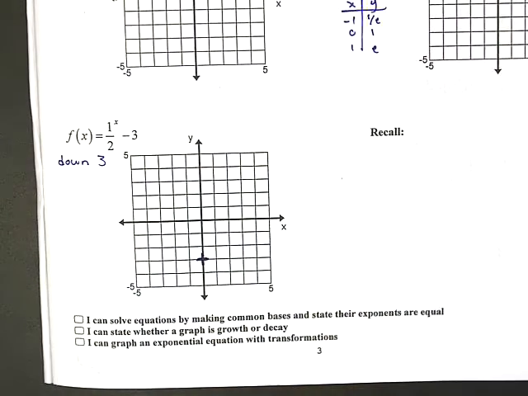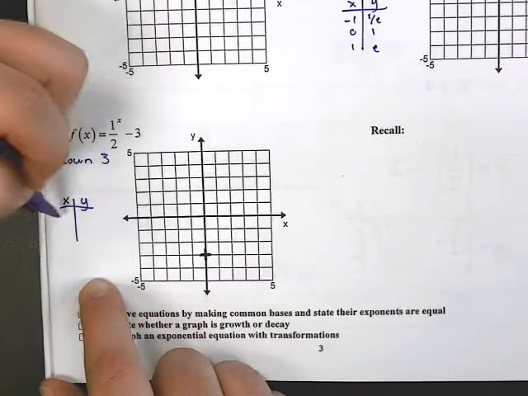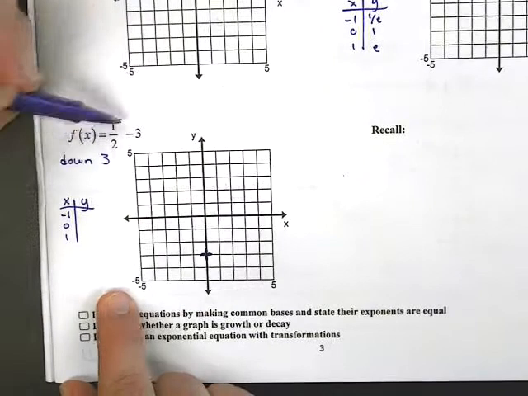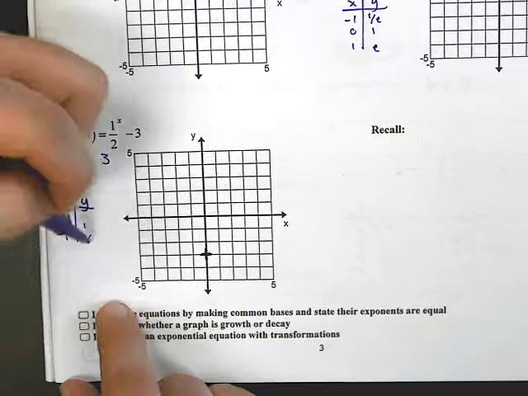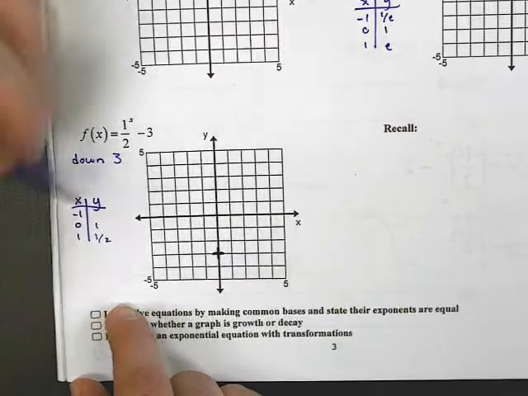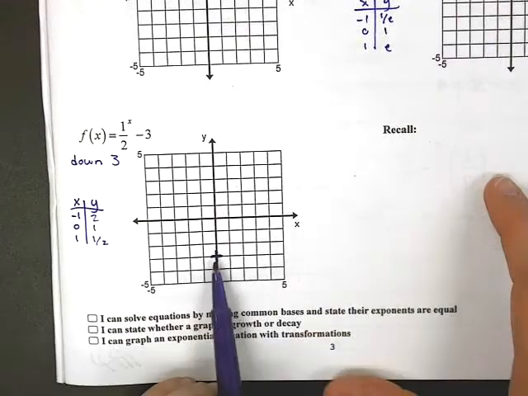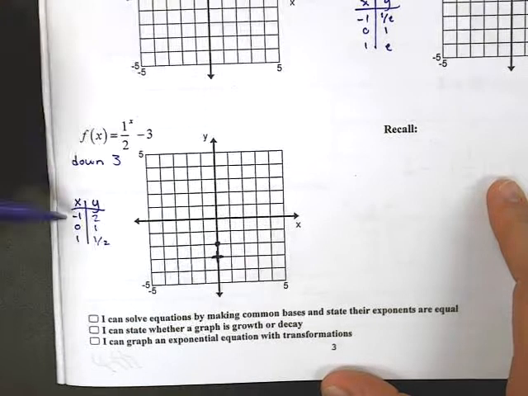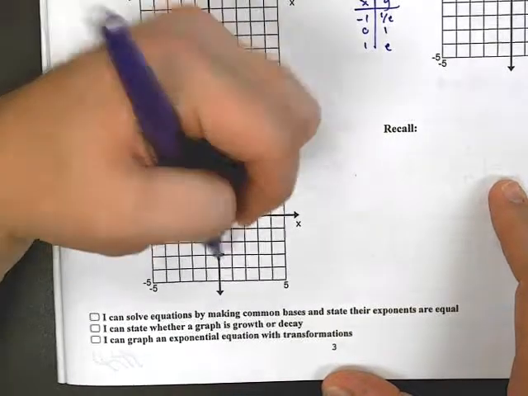If you think about that, then you're more than okay to just make your xy table. And let's see, 1/2 to the 0th is 1. 1/2 to the first is 1/2. 1/2 to the negative first is 2. So now I know that from this new origin I can plot 0, 1, -1, 2, and 1, 1/2.